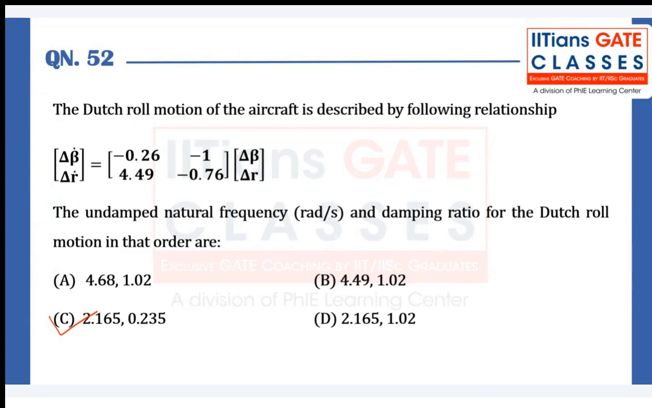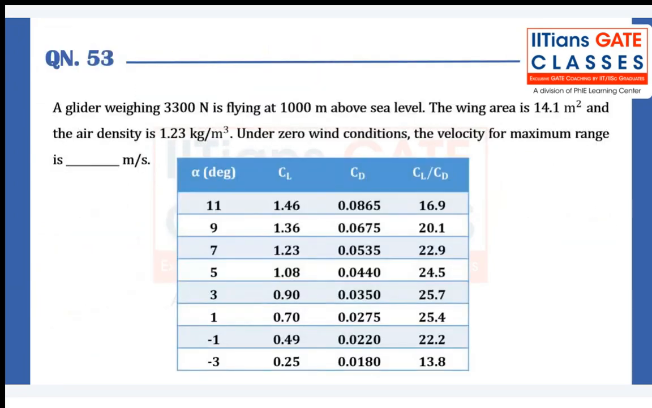Okay, right. So if no doubts, let's go to the last question of today's session. Again, this is a very simple problem, but remember that the question is humongous in nature. Nonetheless, let's do this. A glider weighing 3,300 Newton is flying at 1,000 meter above sea level. The wing area is 14.1 meter square and the air density is 1.23 kg per meter cube. Under zero wind conditions, the velocity for maximum range is dash.